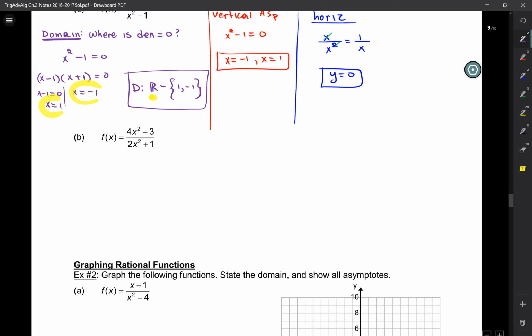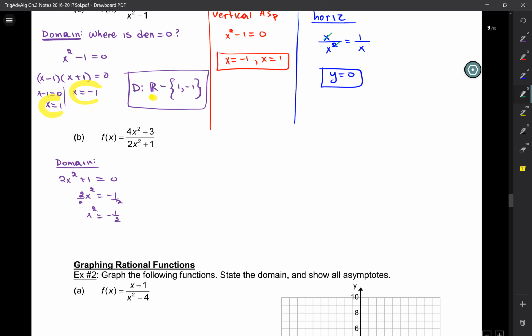All right. So for domain, what do we do for domain? Set the denominator equal to 0. So go ahead and set the denominator equal to 0 and let's solve. Well, when you have an x squared plus something, it can't be factored. So 2x squared equals negative 1. Divide by 2. So x squared is negative 1/2.